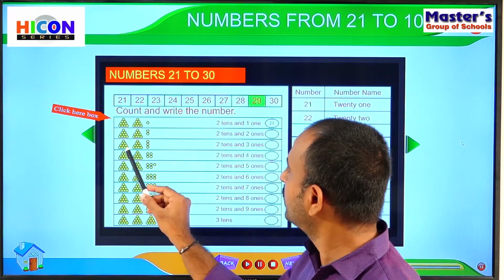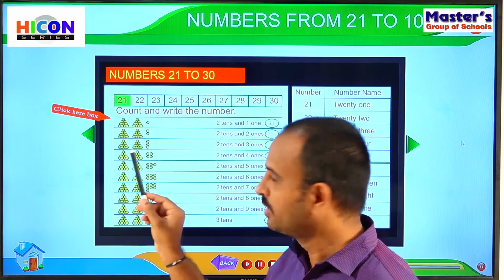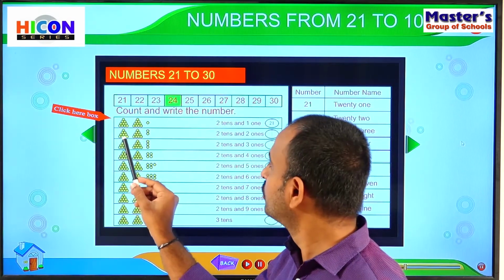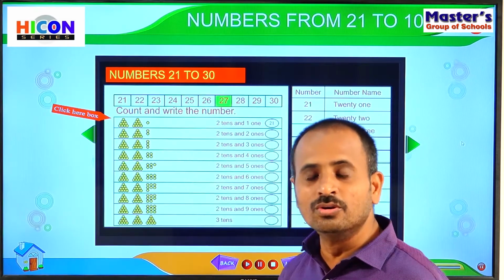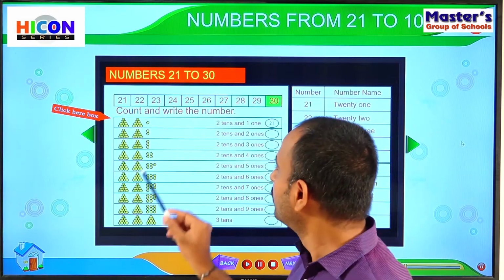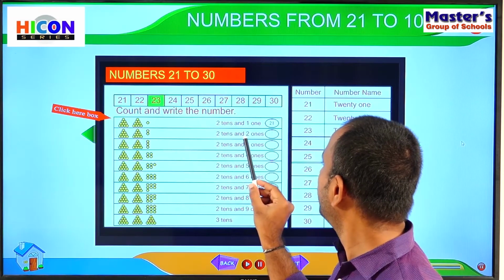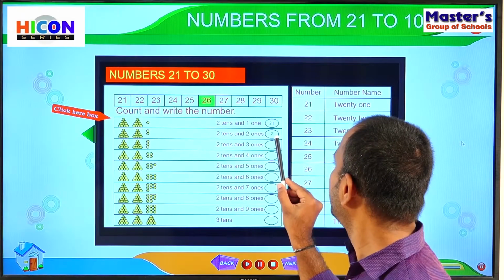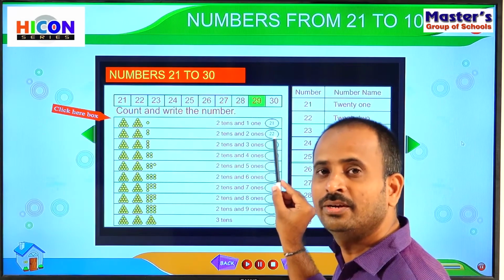Now see the next one. Children, how many tens are there? Here also there are 2 tens. Each group represents 1 ten and there are 2 groups. That means 2 tens. And how many single balls are there? 2 single balls are there. Each single ball represents one, and 2 single balls represent 2 ones. So, 2 tens and 2 ones together make how much number? 22. Write 22 here. This number can be read as 22.